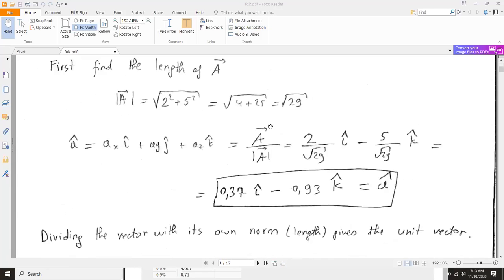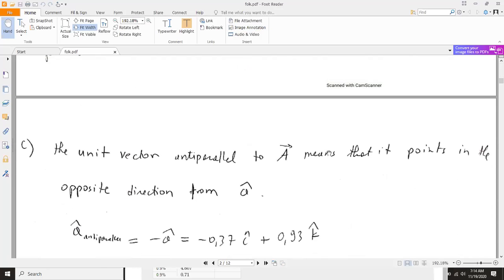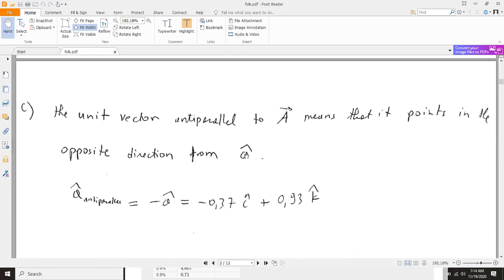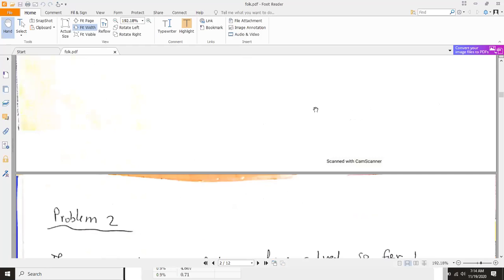And part C says, find the unit vector which is anti-parallel to A. Okay, so what does it mean? If you find the unit vector parallel to A, and you put a minus sign, you get the opposite direction, right? So minus a hat is minus 0.37i plus 0.93k. And this is the answer for question number 1. So I think that was clear.